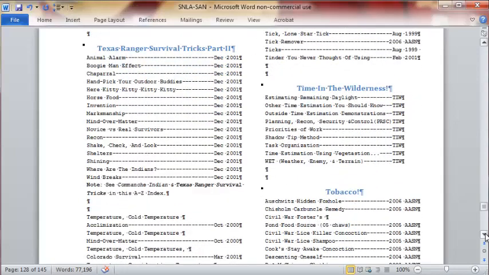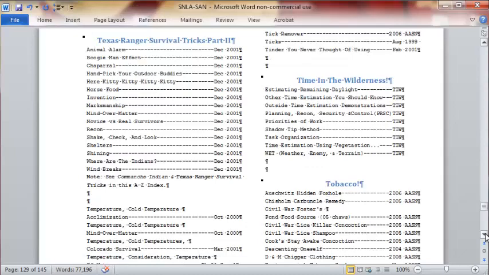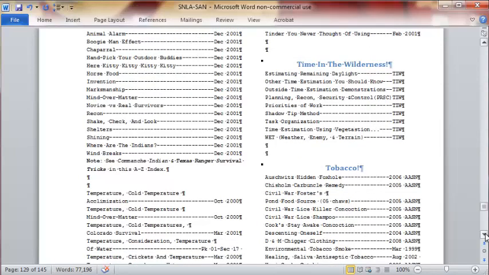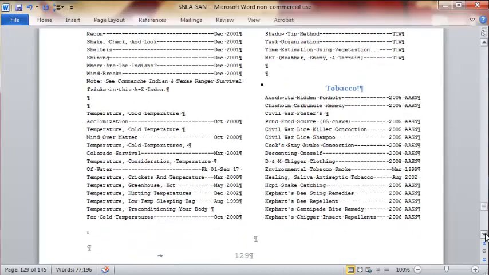And we've got Texas Ranger Survival Tricks Part 2. You saw Texas Ranger Survival Tricks Part 1 20-30 minutes ago when I talked about the Comanches. Then we've got Time in the Wilderness, and we've got tobacco.